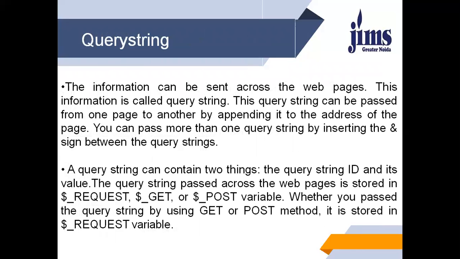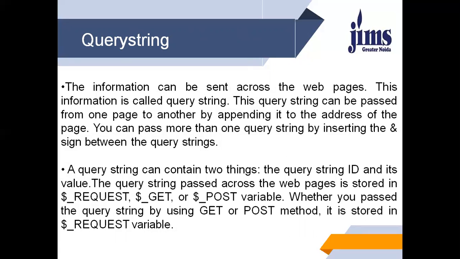Now coming to query string. Information that can be sent across web pages is called query string. This query string can be passed from one page to another by appending it to the address of the page. You can pass more than one query string by inserting an ampersand sign between the query strings. A query string can contain two things: the query string ID and its value.